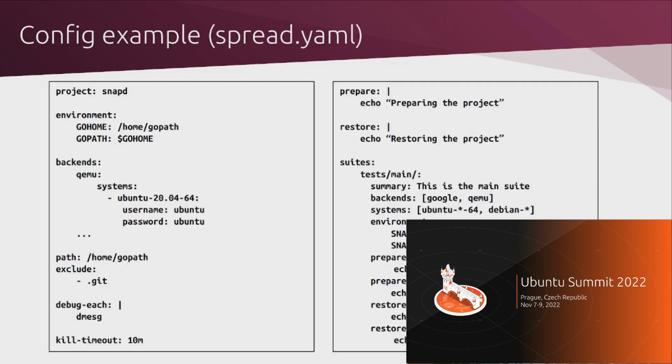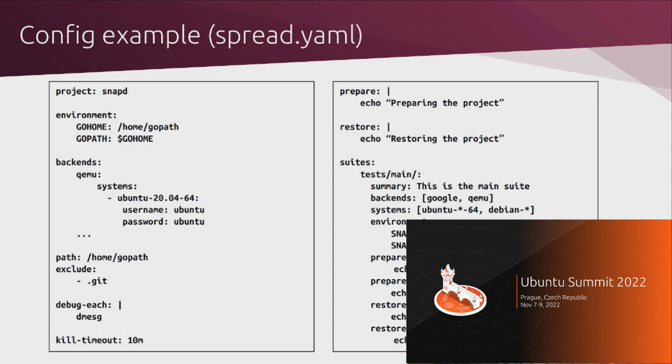This is a configuration file that we use. It's a very simple one, but basically this is the way you configure a backend. This is a QEMU example. You have some environment variables that you share in the whole project. That's very useful as well.